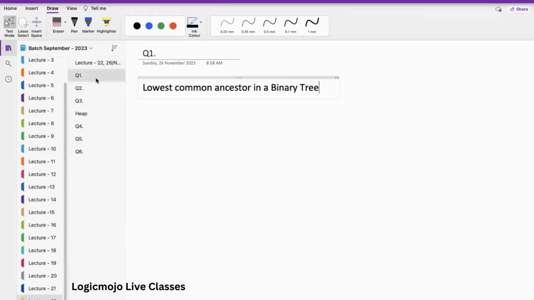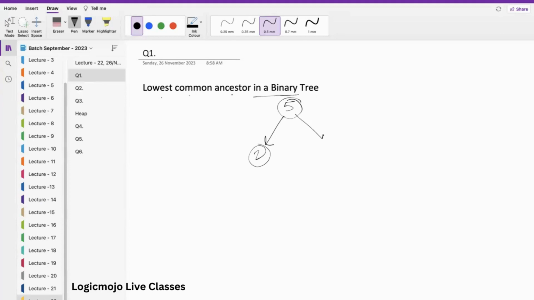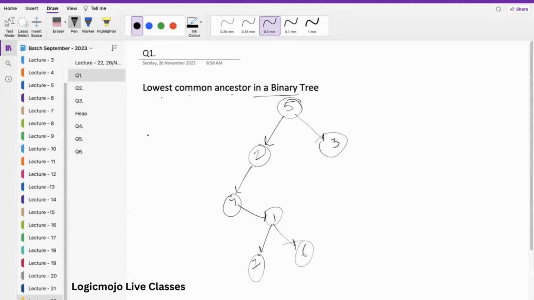Okay, so let's start with today's first question. Basically, what the question asks is that you need to find the lowest common ancestor in a binary tree. Okay, so what does that mean, first of all? Let's say you will be given a tree like this: 5, 2, 3, 4, 1, 7, 6. So this is the input.